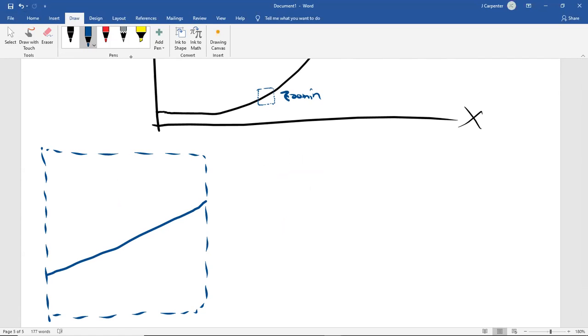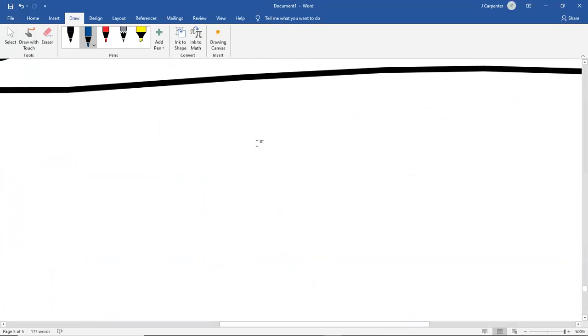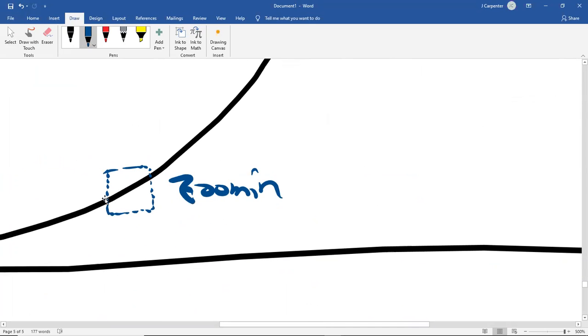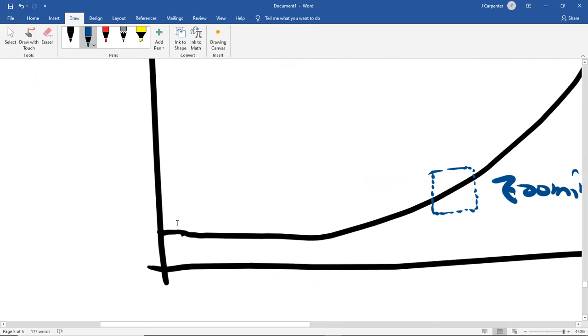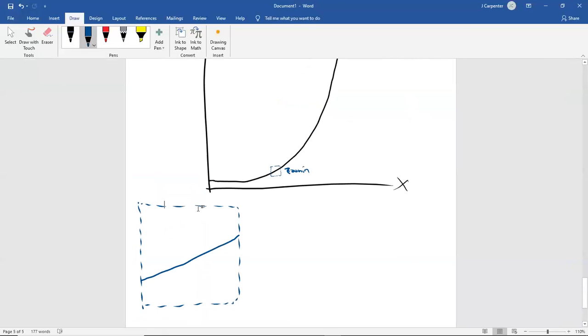You might think that looks a little more bendy than this, but again, if you really zoom in on just that portion, that really does just look like a line.